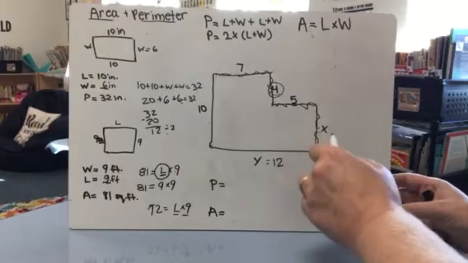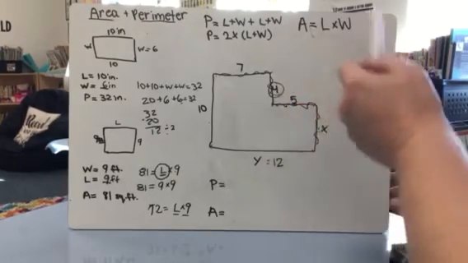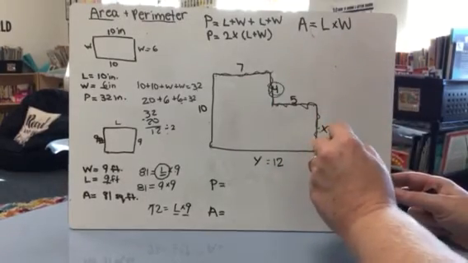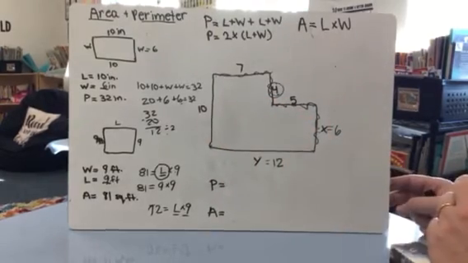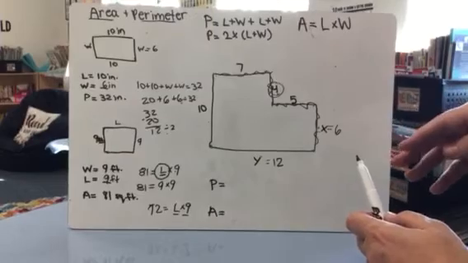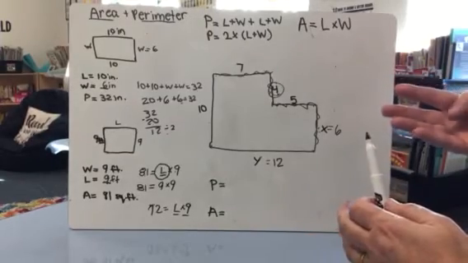I don't know that, but I could figure out 4 plus what equals 10? That should be 6. I could say 10 minus 4 is 6. You could use subtraction too. So now that you have all of your missing sides, you can find perimeter.